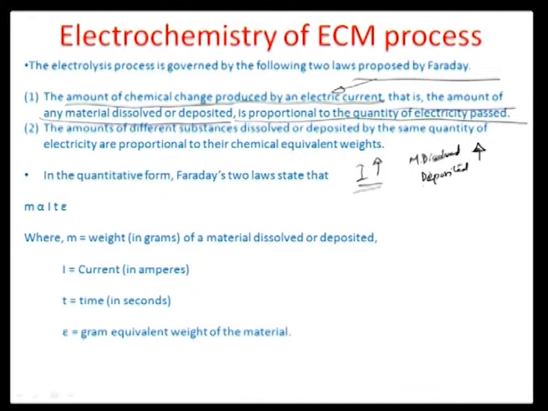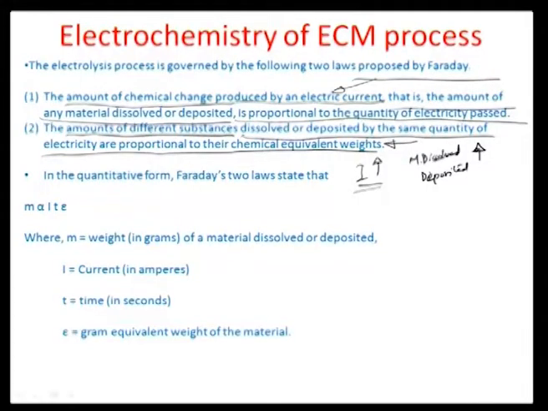And the second Faraday's principle or law of electrolysis says that the amounts of different substances dissolved or deposited by the same quantity of electricity are proportional to their chemical equivalent weights. Okay, and this chemical equivalent weight, as we'll see a little bit later, is a function of the atomic weight and also a function of the valency state in which it has to be moved. So if it is moving as plus 2, the chemical equivalent weight would be the atomic weight by 2, and so on. So it's a function of the valency at which the ion is coming out, and also a function of the atomic weight.